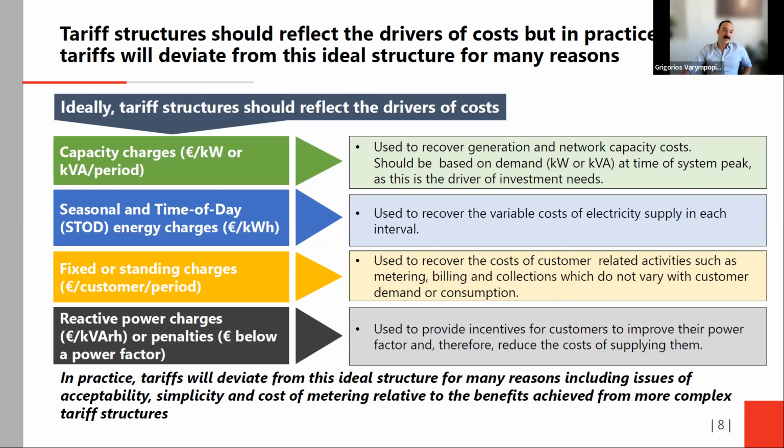But in practice, tariffs deviate from this ideal structure for many reasons, including issues of acceptability or simplicity or cost of metering relative to benefits achieved for more complex tariff structures. So for example, to be able to apply seasonal time of day tariffs, we need either electronic meters or smart meters. So we have to look at the benefits that we will gain from applying such meters, from installing such meters against the cost of having them.